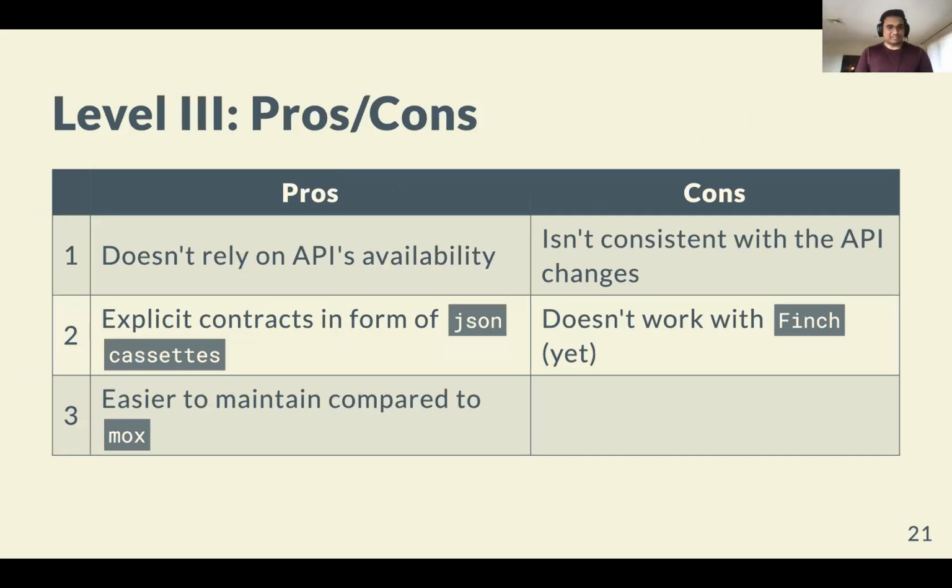Doesn't rely on API's availability, just like mocks, but the contracts are in the form of JSON cassettes, which I think is much better than behaviors. It doesn't give you compile time errors, but it can be used by the front end as well. You cannot share your Elixir behavior with the front end that's written in JavaScript, right? But this JSON cassette, you can share as an example with the front end, and you can use that to establish a contract.